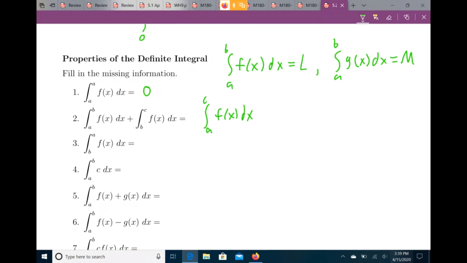The next one's a little weird. If you switch the limits of integration, this basically has the effect of negating your answer. So if the area under the curve from a to b is called L, then the area under the curve from b to a is negative L.